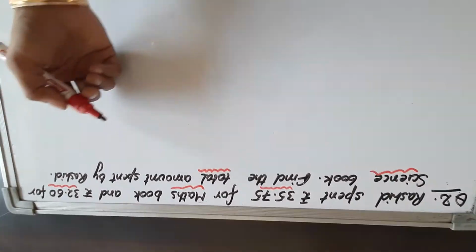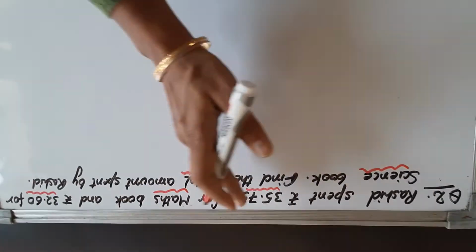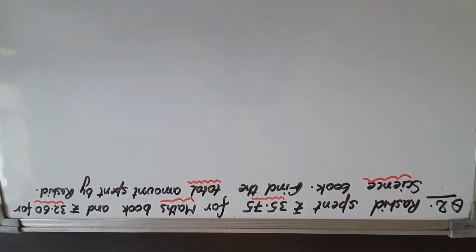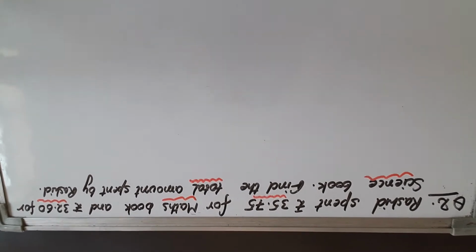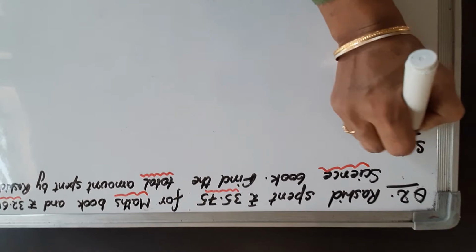Like if you go to a shop to buy 2 books, what will you do? You will add the price of the 2 books and then you will pay the amount to the bookseller. So the same Rashid will do. So what is the way to calculate? Let us find out the solution.